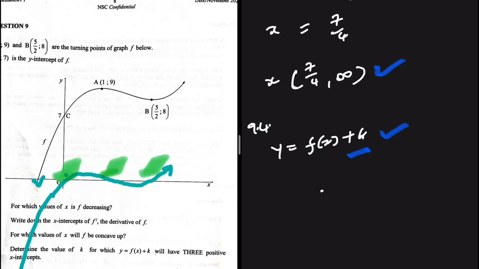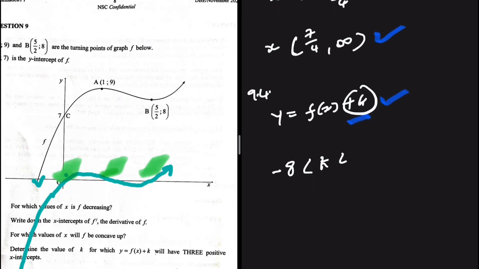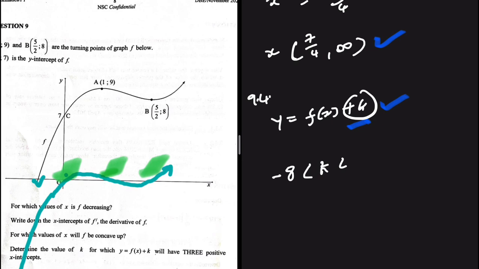So when k, which takes the function down. So if k, we have plus k here, so we need to be careful with how we write this. If k is greater than minus 8, our condition is satisfied. Because, for instance, if k is minus 8.5, then we achieve 3 positive intercepts, right? But it does not end there. There's a limitation that I need to show you.